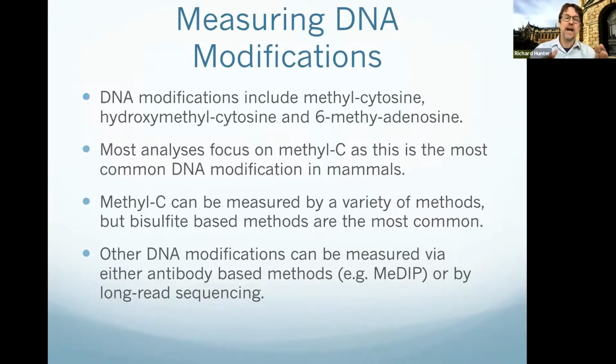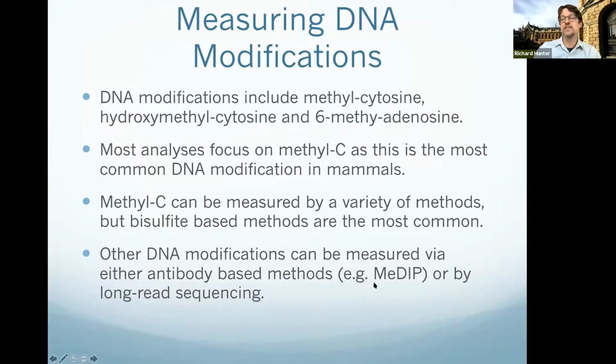Okay, so how do we measure DNA modifications? The major ones that folks are looking at now are methylcytosine, which is the best established of all the DNA modifications, hydroxymethylcytosine, and more recently 6-methyladenosine. Most of the analyses are focused on methyl C. It's been around the longest. It's the easiest to work with chemically and otherwise. Bisulfite is the major means of doing this, and bisulfite is basically a means of converting an unmethylated cytosine into a uracil so that you can read it as a different base. So you can see the change before and after bisulfite treatment and identify the methylated bases that way.